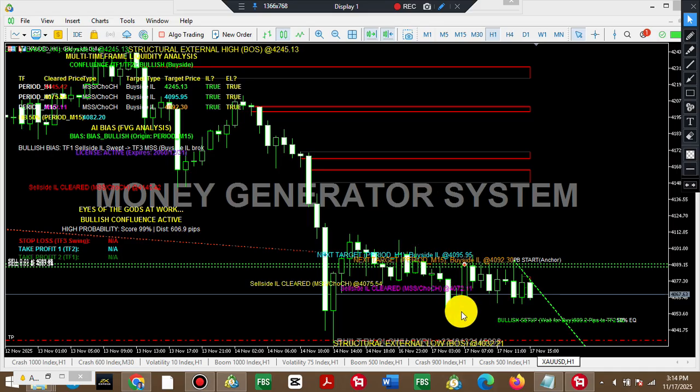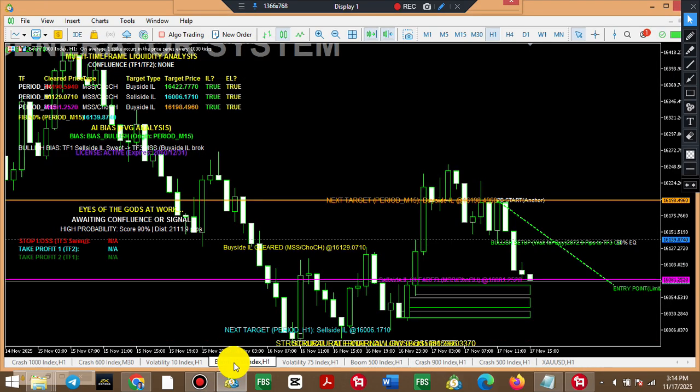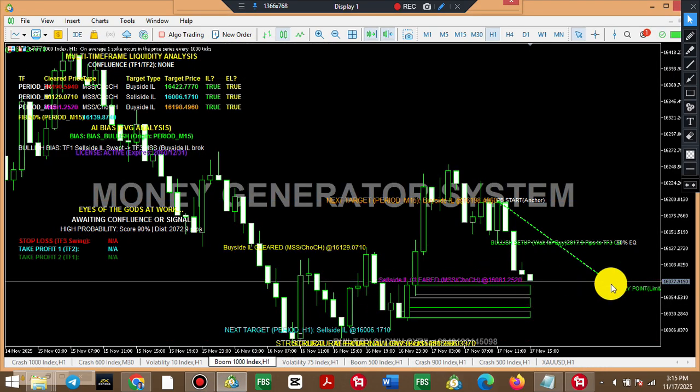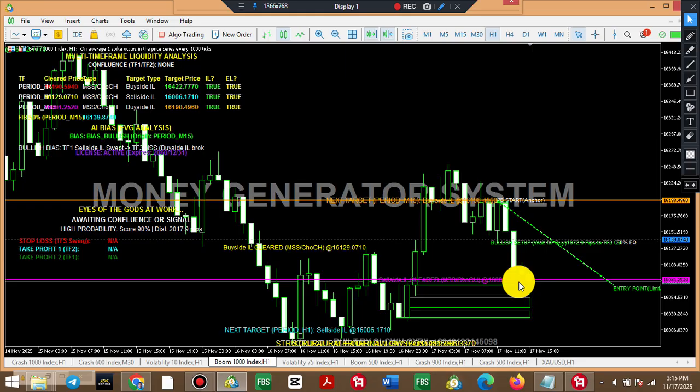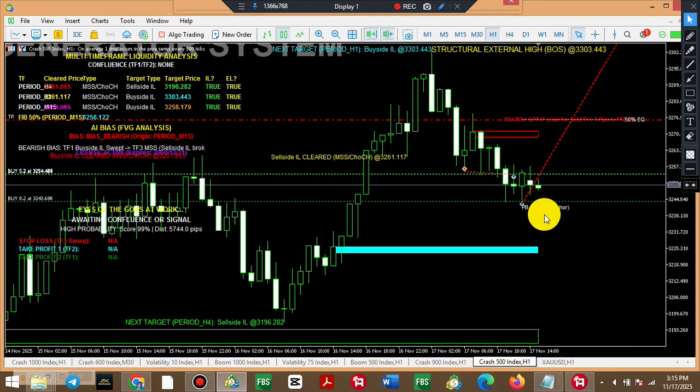For instance, there was a trade I took on Boom 1000. Let me show you. It has even closed on profit already. You can see the target. Okay, it has closed on profit. Then there's another one I took on Crash 500 using the same approach. Okay, you can see this was the entry point.